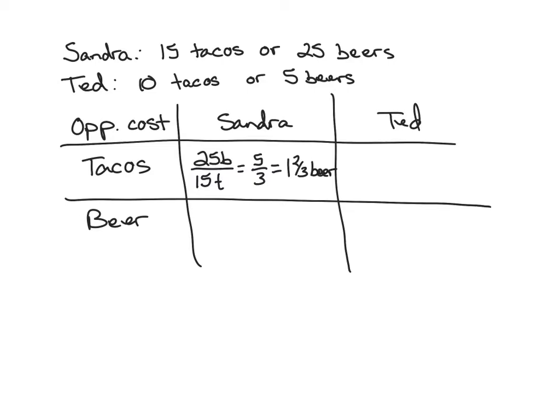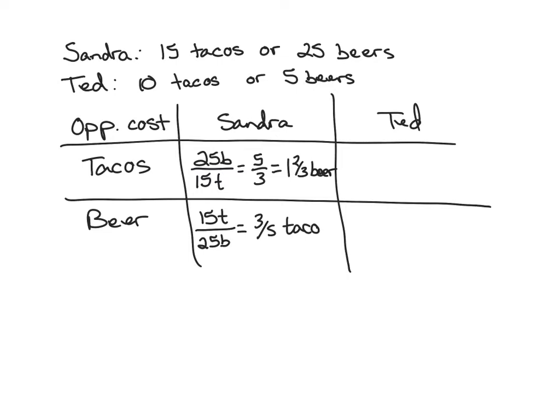In contrast, when we look at Sandra's opportunity cost of producing a beer, it's going to be the reciprocal of her opportunity cost of tacos. So for every 25 beers she produces, she gives up the opportunity to make 15 tacos. In other words, for every one beer, she gives up 3/5 of a taco. So her marginal cost or opportunity cost of a beer is 3/5 of a taco.